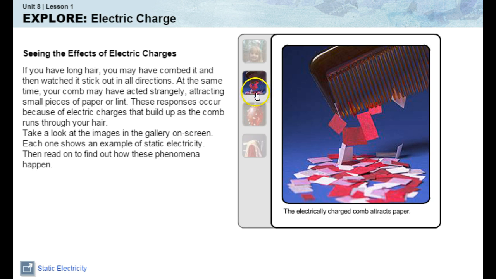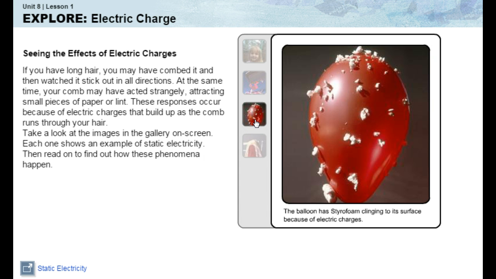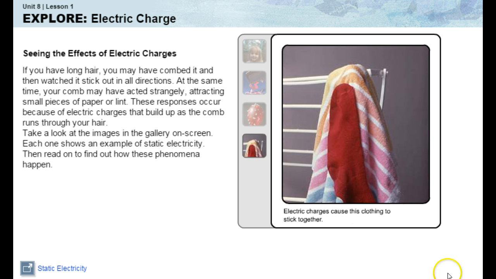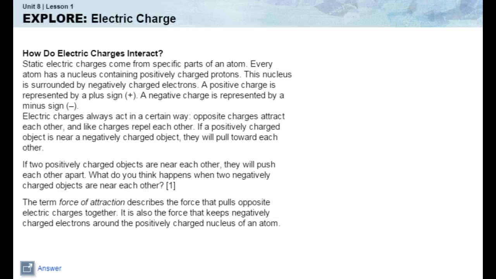Take a look at the images in the on-screen gallery. Each one shows an example of static electricity. This is styrofoam clinging to a balloon. Then read on to find out how these phenomena occur. I have this happen all the time when it comes out of my dryer.